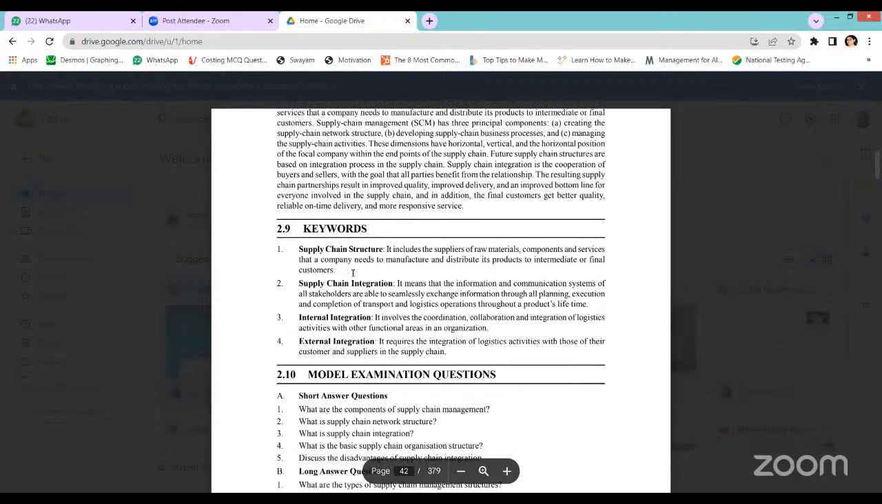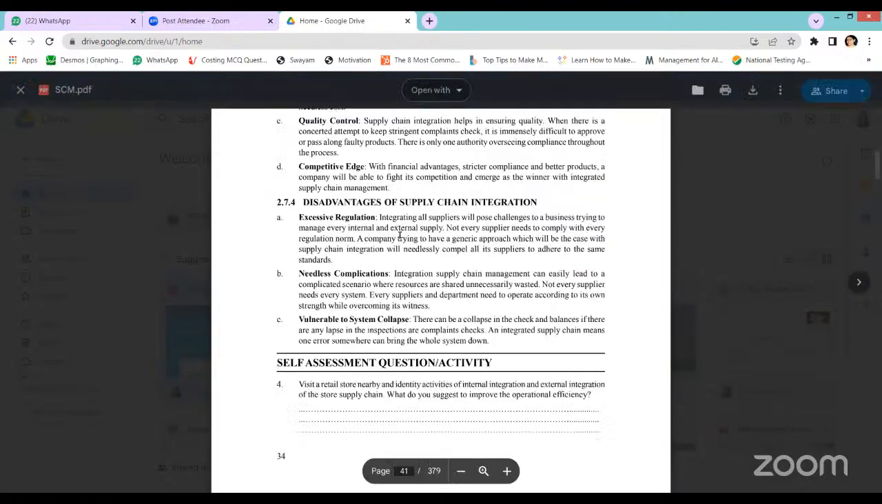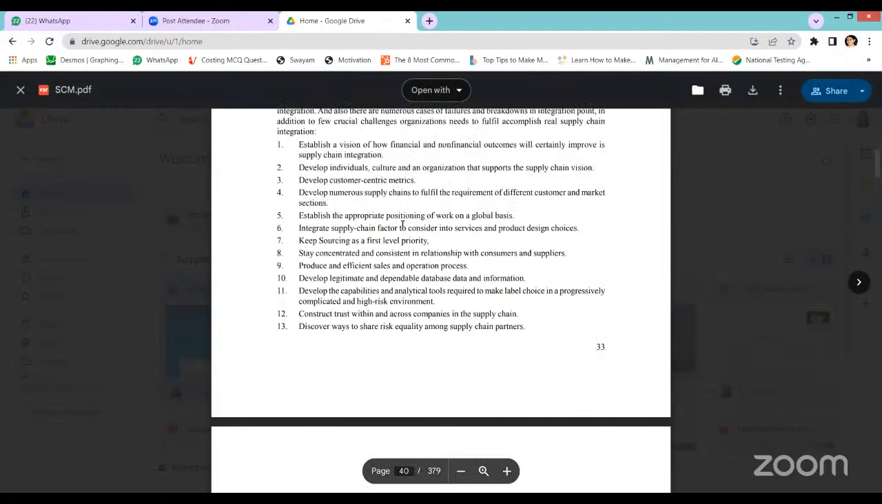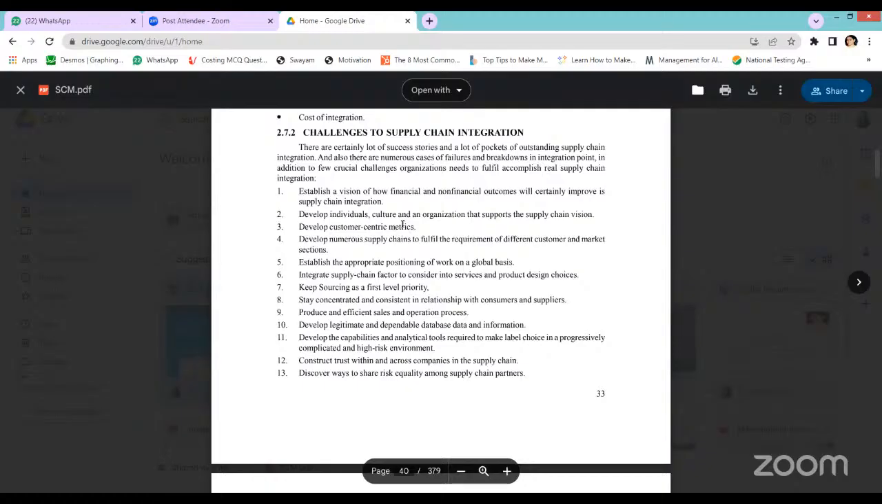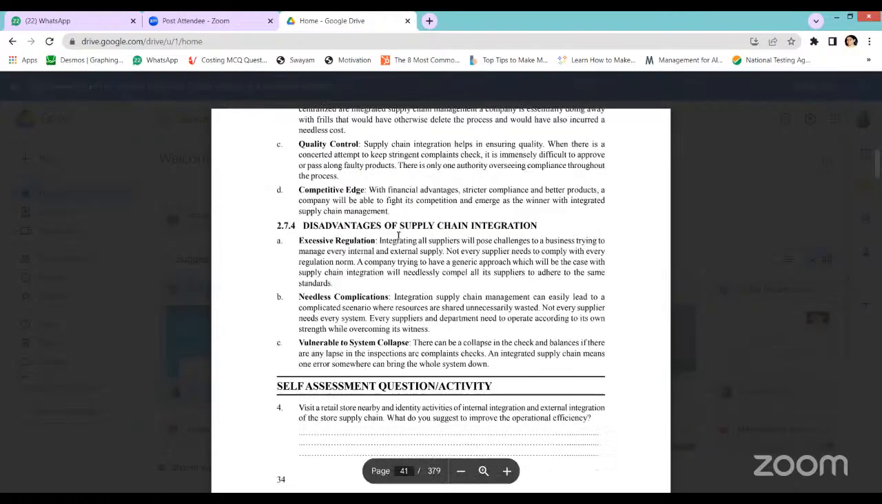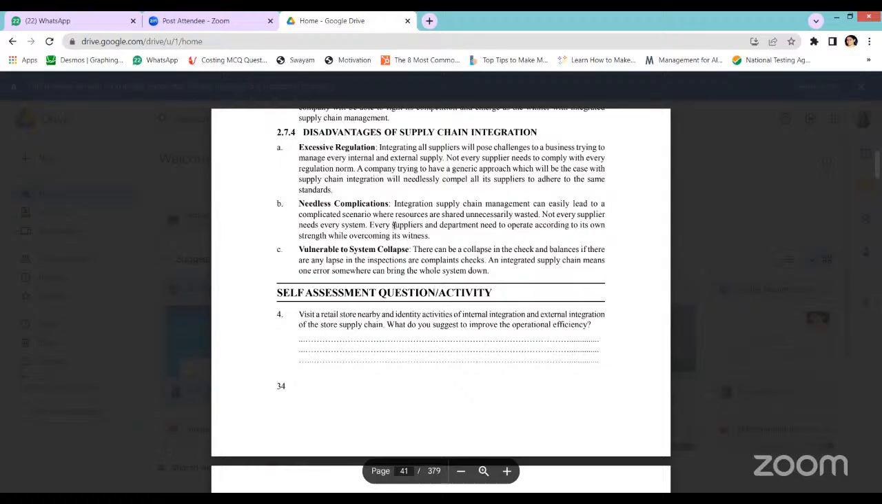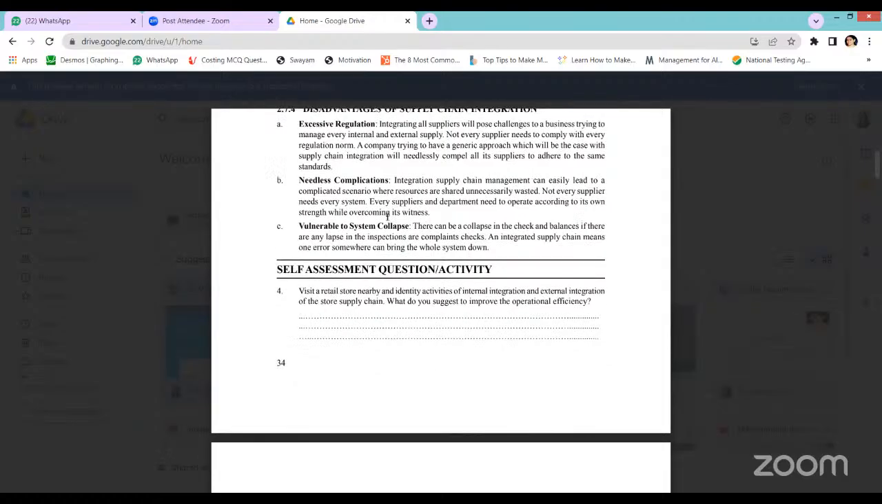See here, supply chain structure, chain integration, components of supply chain, then integration, then the external. And as I mentioned, please just go through these barriers and the advantages and disadvantages of supply chain integration. Sir, explain in very simple terms.